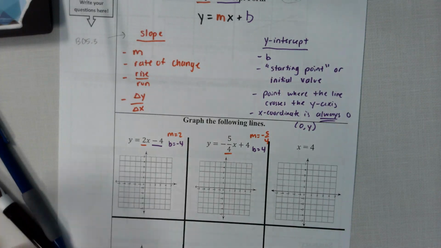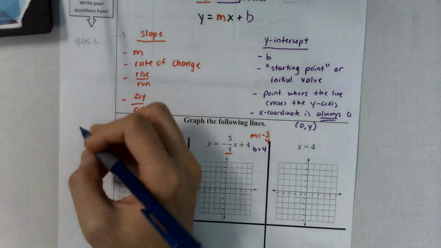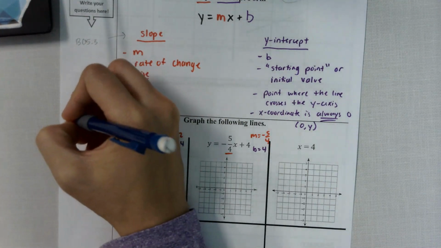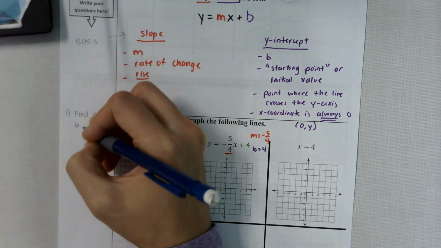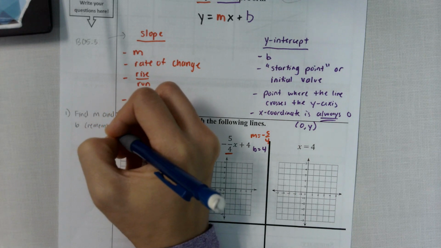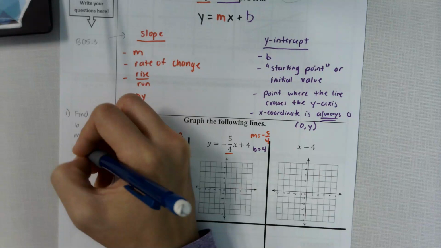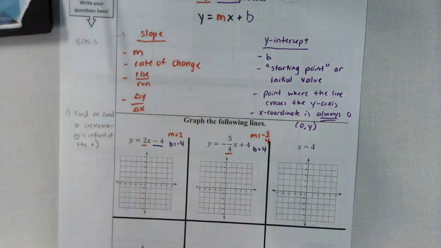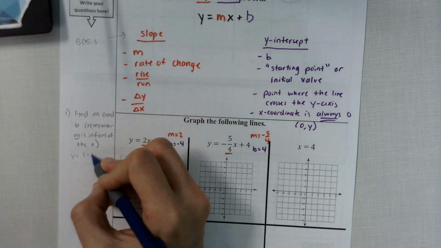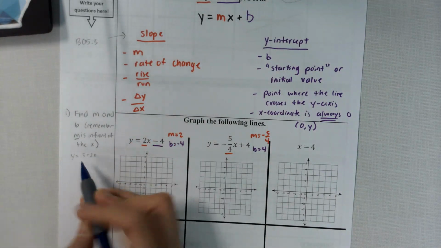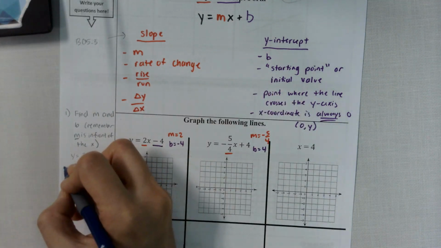Okay, so here are the steps that you want to do for graphing. Step 1, find m and b. Remember, m is in front of the x. So if I had an equation, y equals 3 plus 2x, it's not this number. Even though we're used to it being the first number that we see, it's the number that's in front of the x.